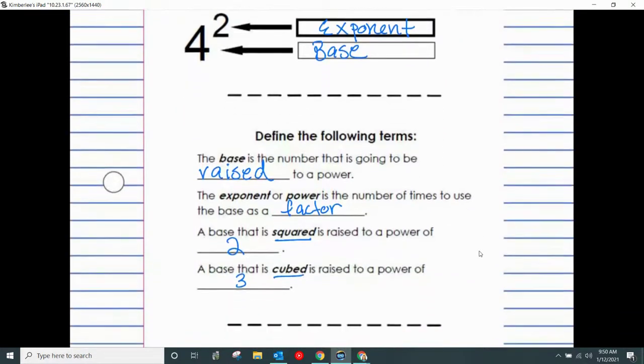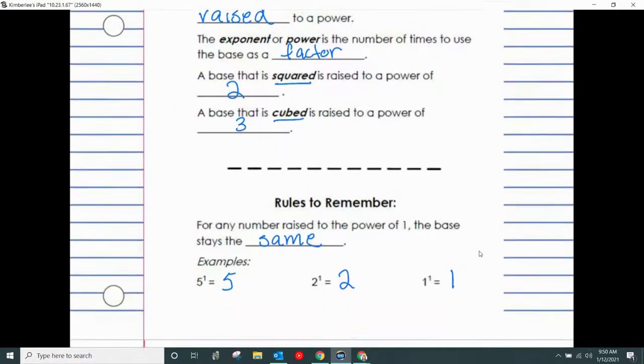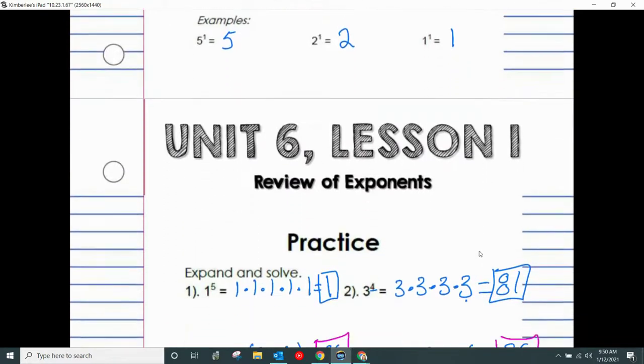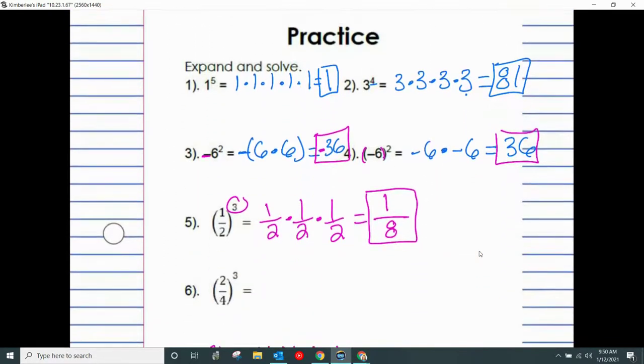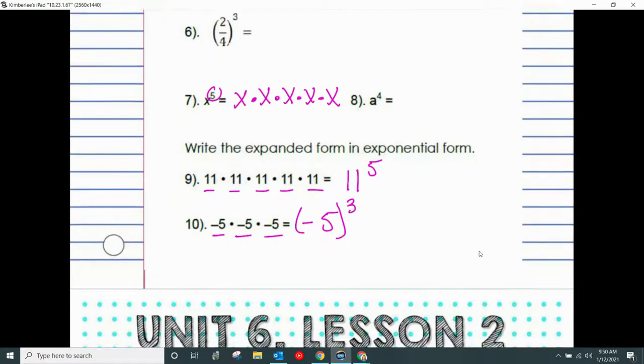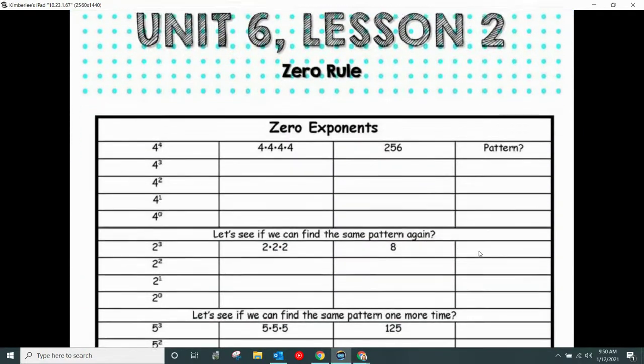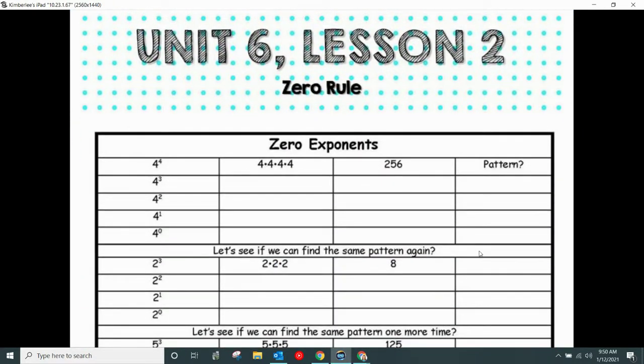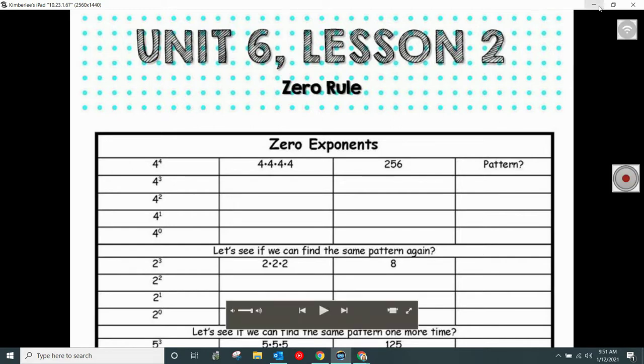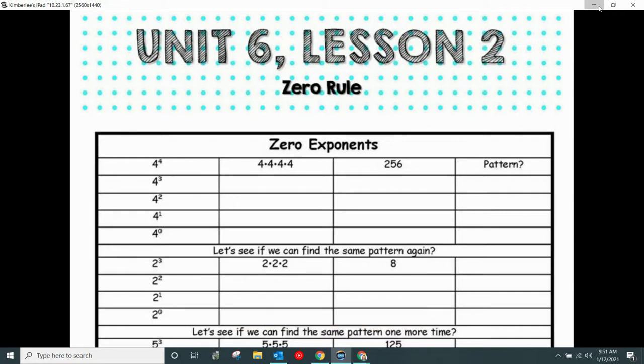Actually, we're going to start with what's called the zero rule, zero exponents. That's where we want to start. So I don't know if you guys remember, and you did learn this. There is a rule that has to do with what happens when we have a base raised to the 0 power. What does it equal? So that's what we need to remember and remind ourselves of.